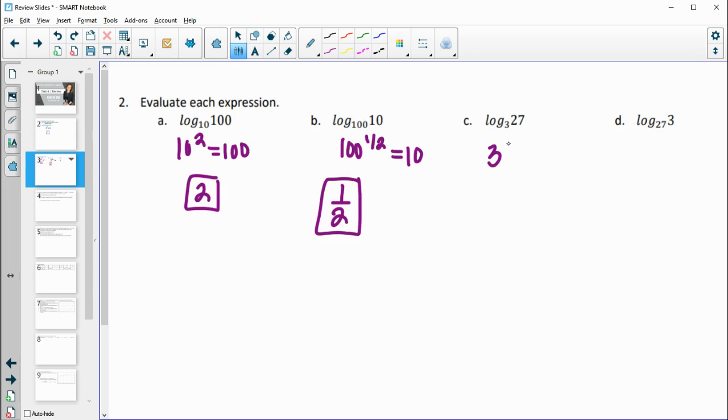3 to what power gives us 27? And that's 3 to the 3rd. So the answer to log base 3 of 27 is 3. So log base 27 of 3: 27 to what power gives us 3? And so that's going to be 1/3, if we're reducing it back down to 3. So 1/3.